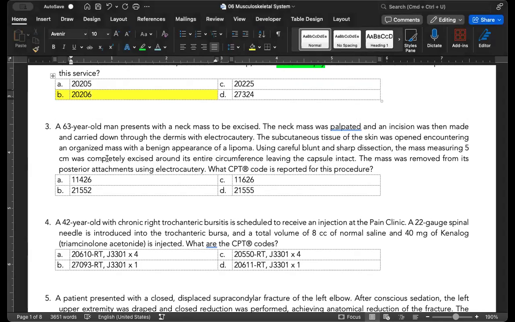Yep, so here we've talked about how we've completely excised, leaving the capsule intact. So if we go to main term excision, and then where are we performing the excision? What is our anatomic location? Neck. Yep. Because we've got a neck mass. And then underneath neck, we only have one option. That is for a tumor.